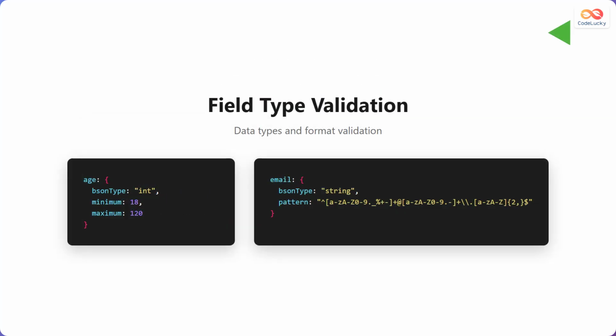You can validate the data types and formats of individual fields. For example, to validate the age field, specify the bsonType as int, and then set minimum and maximum values to ensure the age falls within a specific range. Similarly, to validate an email field, set the bsonType to string, and use the pattern field with a regular expression to ensure the email address has the correct format.